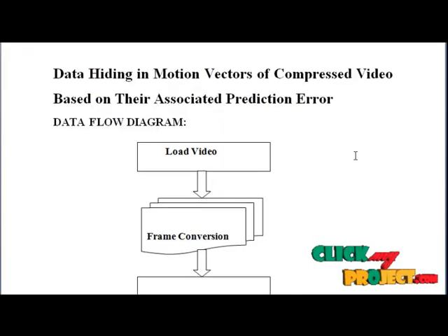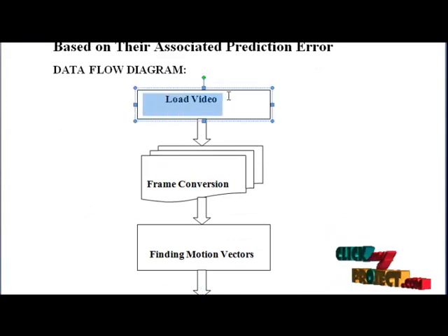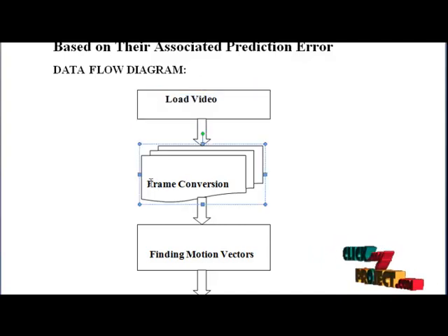Now let us have a view on the data flow diagram. This is a data flow diagram. First we load our input video in AVI format with the help of the avi read function. AVI means audio video interleaved, and we use the movie function to view the movie. And the next step is frame conversion. In this module, the loaded video is converted into frames.